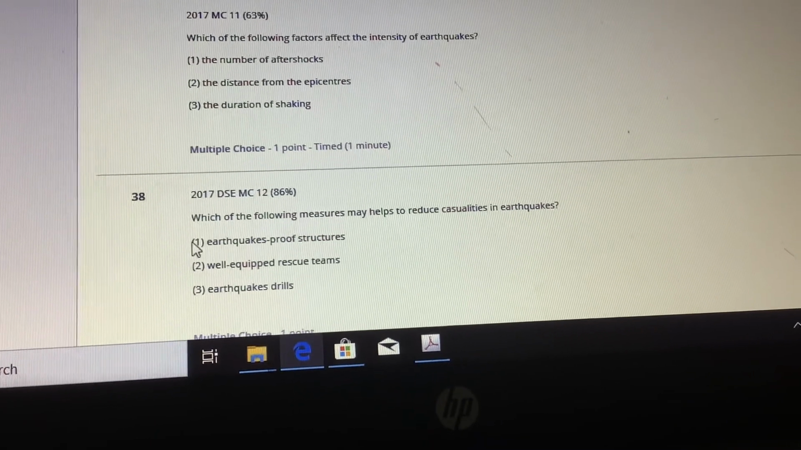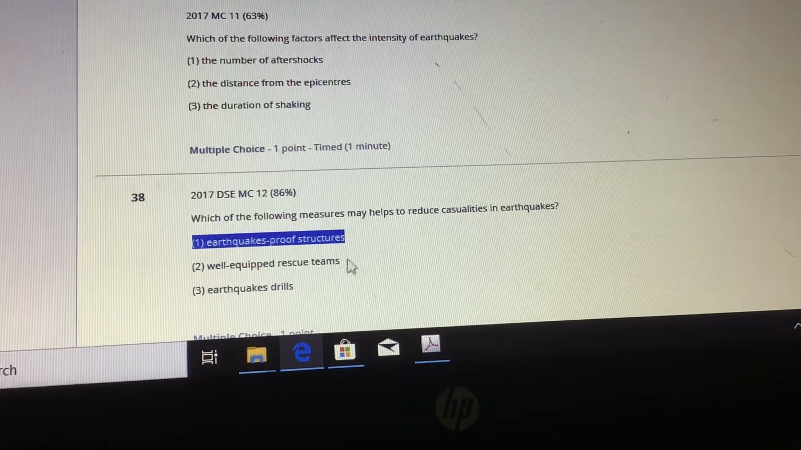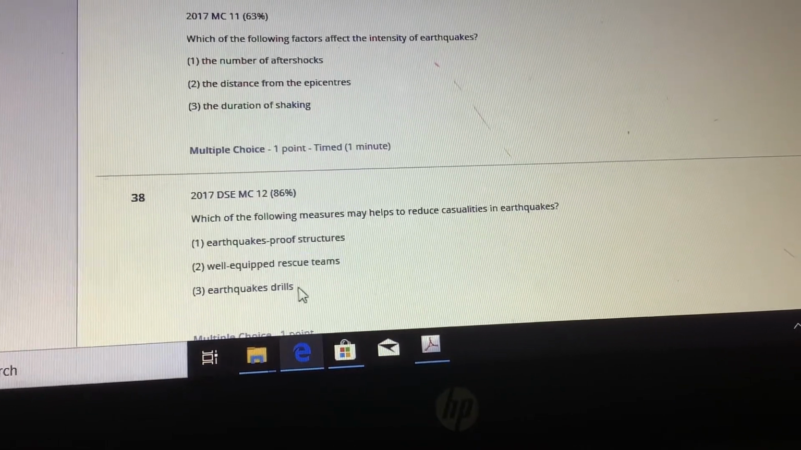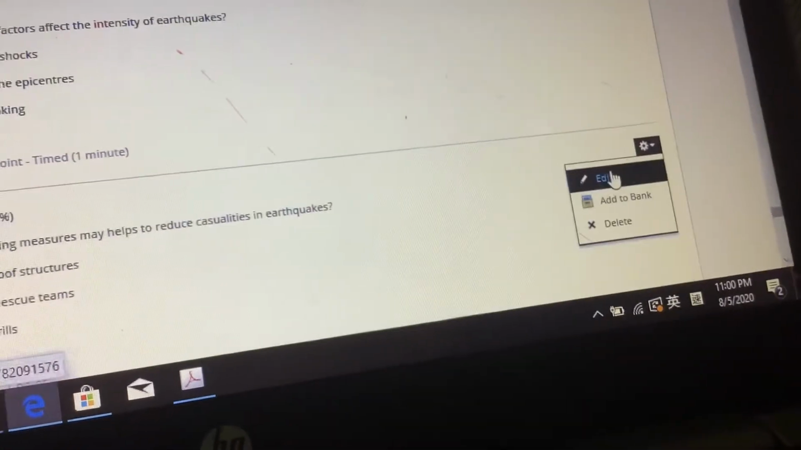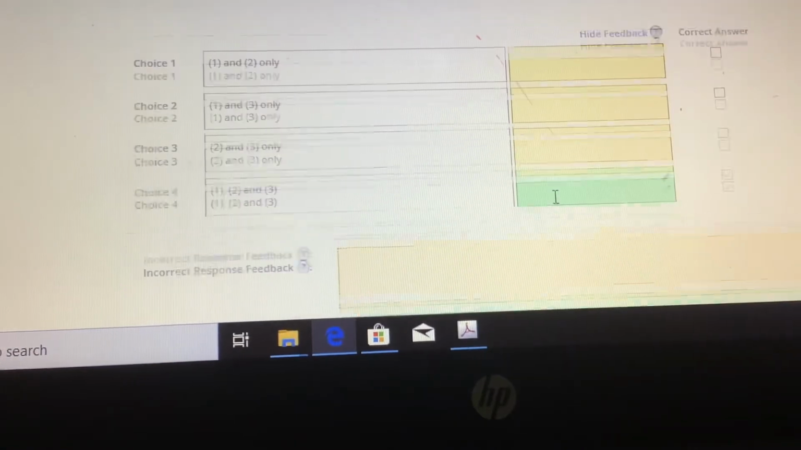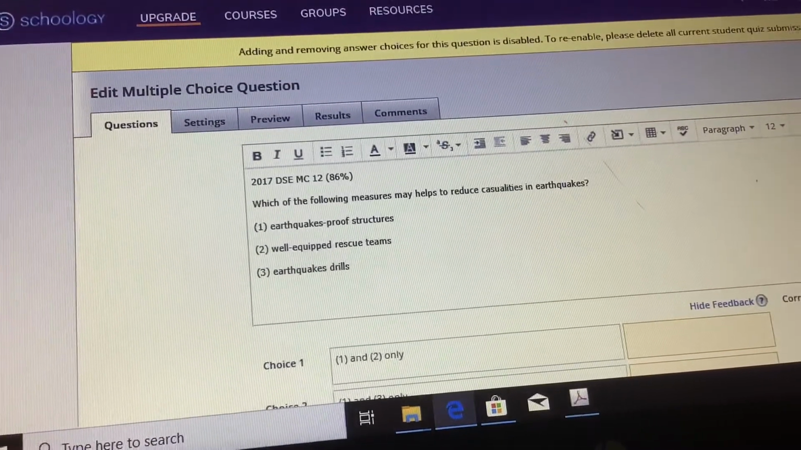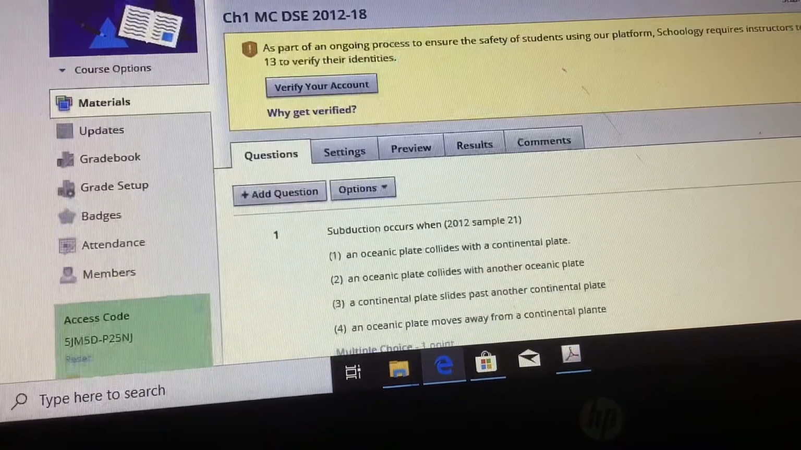Good, 38. Which of the following measures may help to reduce the casualties of earthquakes? Okay, number 1, okay. Number 2, okay. Number 3, also okay. Let's check out whether it is all correct. Yes, all correct. This one is very easy, just want to give you marks.